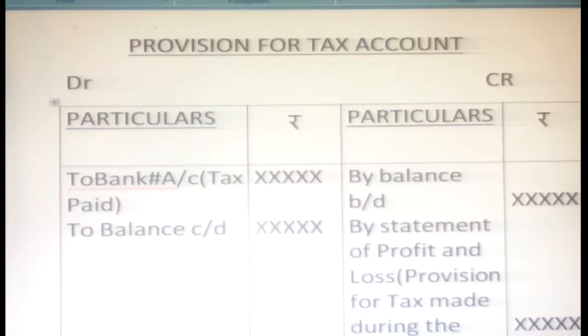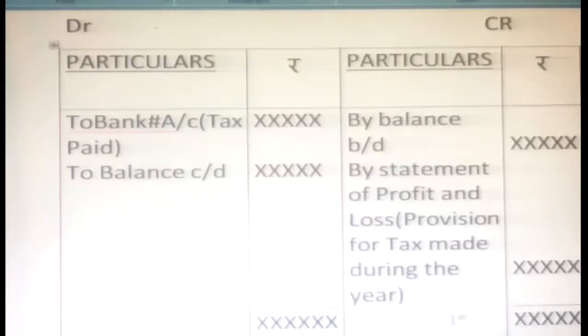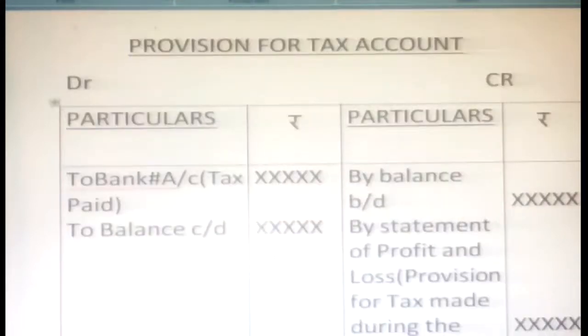Here two pieces of information we can know for preparation of this provision for tax account. One is the bank account, how much you paid, that's what we will discuss here. Then by statement of profit and loss, nothing but the provision for tax made during the year. That you will see here. These two pieces of information we will get, along with the opening balance and closing balance of provision for tax. This is a very important thing for the format of the provision for tax account.